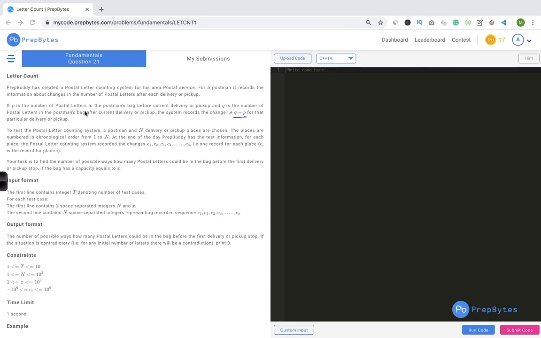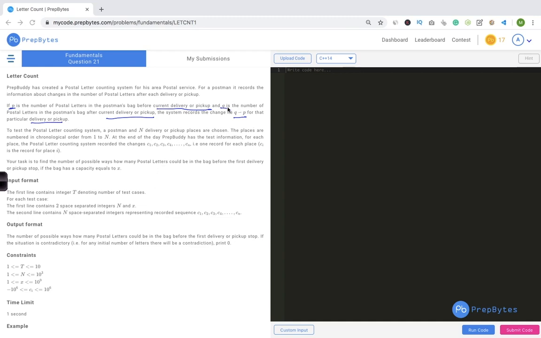Let's see what happens. P is the number of postal letters in the postman's bag before current delivery or pickup. It could be delivery or pickup both. Q is the number of letters in the bag after current delivery or pickup. The system records the change, that is Q minus P, for that particular delivery or pickup. The sentence is pretty simple. P is the number that was there before the delivery or pickup, and Q is it after that. So Q minus P just gives the change. It could be positive or negative depending upon whether there is a delivery or pickup.